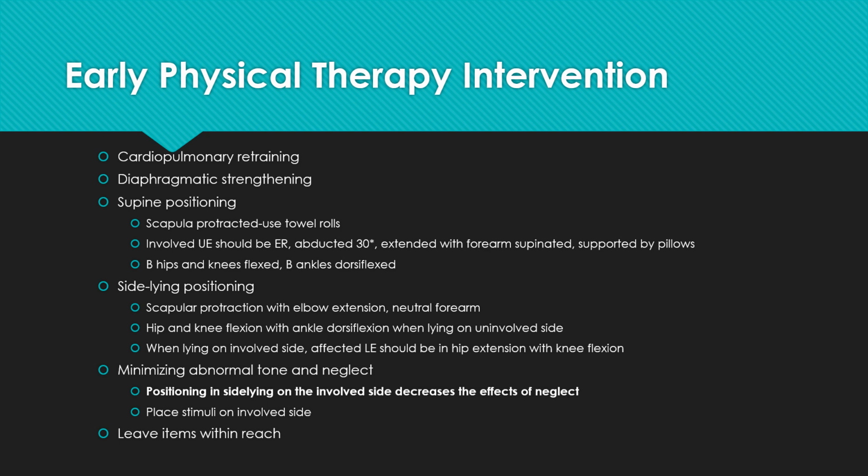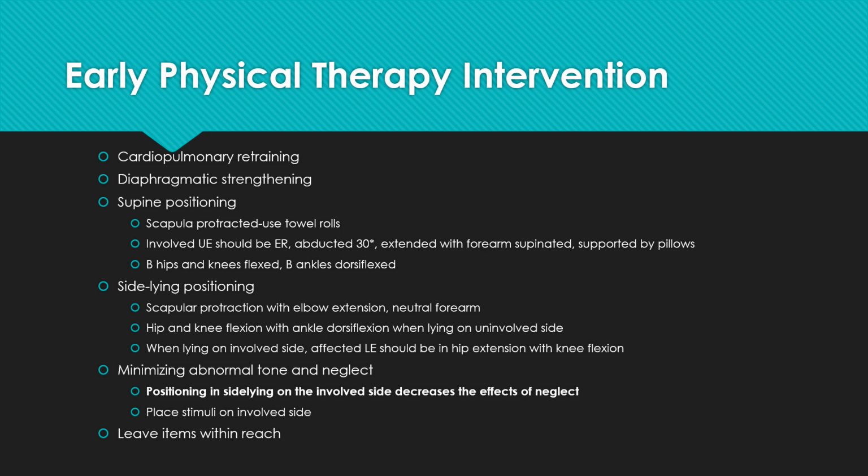We want to encourage different positions following a CVA, especially in an effort to prevent that abnormal positioning and contracture development. So when we have them in supine, we want to make sure the scapula are protracted using towel rolls in between the shoulder blades. The involved upper extremity should be externally rotated, abducted 30 degrees, extended elbow with the forearm supinated, and supported by pillows, so that way it's kept out of the position of tone.